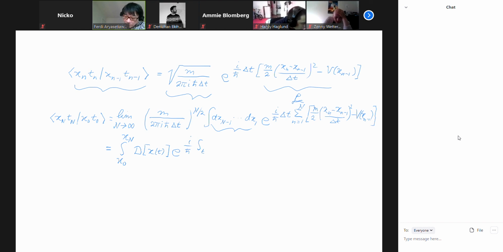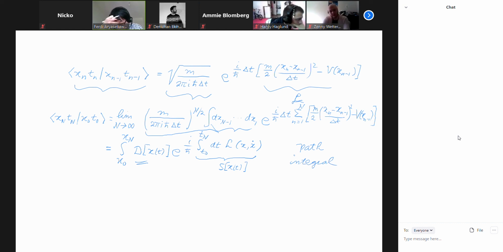Integral from t0 to tn dt Lagrangian of x, x dot like that, and these are just the action associated with a particular path x(t). So this D here is just the whole thing here. It's the measure of the integrals. So that is basically what is called the path integral. Path integral formulation of quantum mechanics propagator.